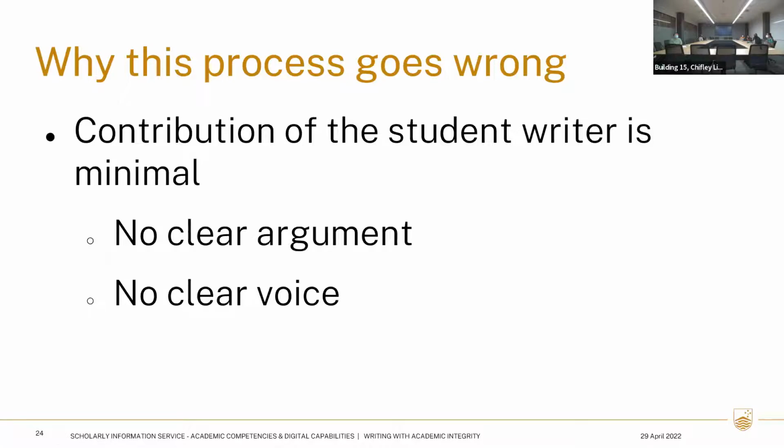So why does this process go wrong? Well, when we engage in patch writing, the result is often a jumble of ideas with no clear argument and no clear distinction between what the student is trying to say on the topic, your own voice, and what other authors have already said or are saying about that topic. So essentially, the different authors' voices, you as the student, and also the voices of the authors that you have researched and are using to support your argument and key message, are all being blended together.